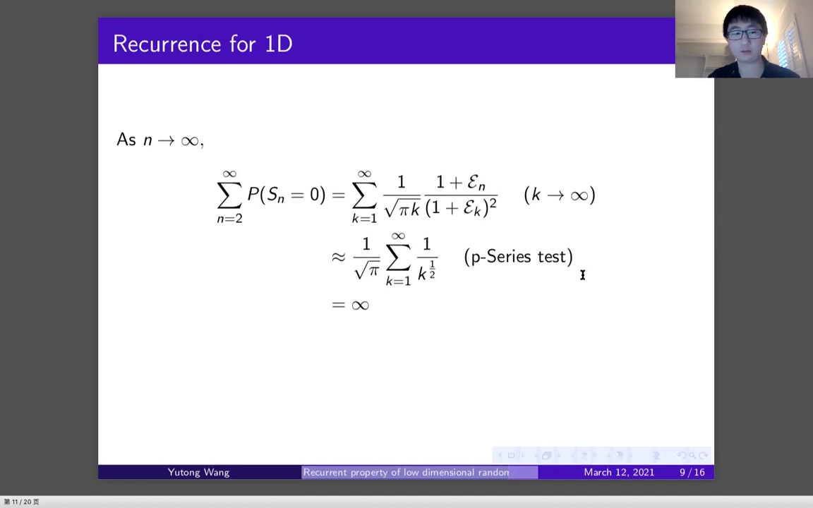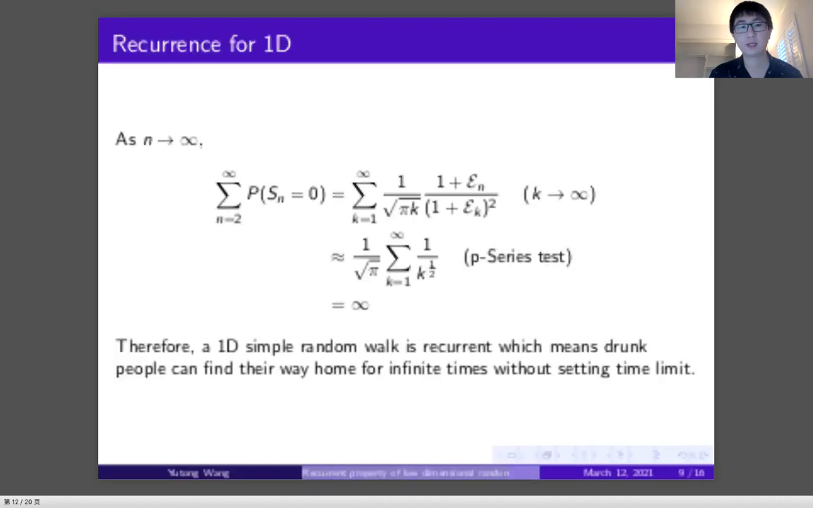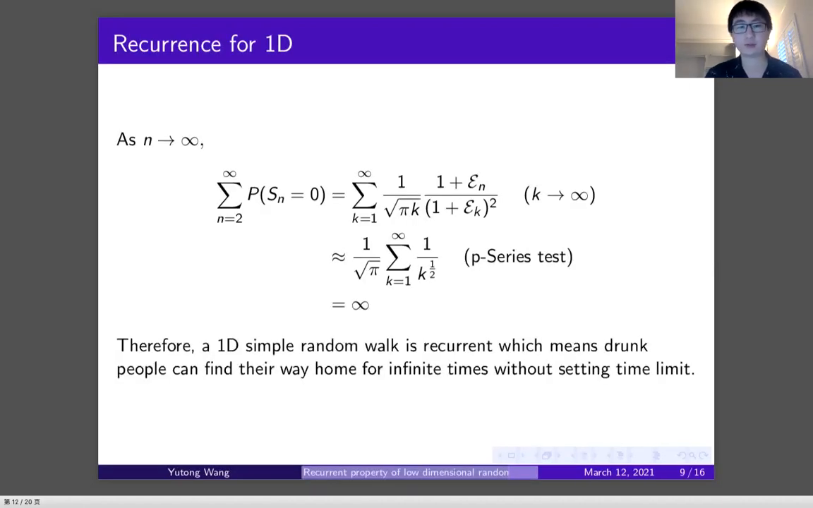Using the knowledge we have already learned in Math 2B, using the p-series test, this square root of pi is a constant, and we see the one half is less than 1, so this actually diverges, which means it goes to infinity. So we can know the sum goes to infinity eventually. This means the random walk is recurrent, and the drunk people can find their way home infinitely many times as long as they walk around.